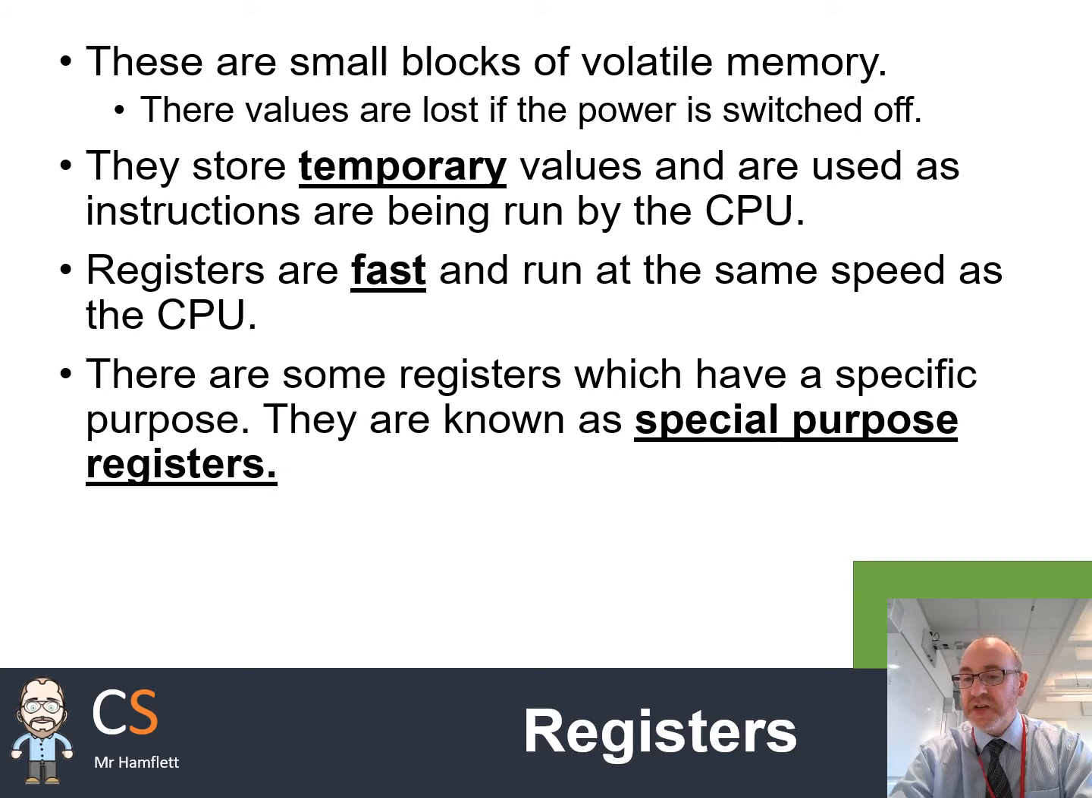Anything inside a register can be accessed at the same speed as the CPU can run, whilst anything in RAM, there will be a short delay while it's being fetched into the CPU. So registers are fast and run at the same speed as CPU, so they have a clock speed the exact same as the CPU. There are some registers which are special, known as special purpose registers, and they have specific purposes which could only be used for that specific purpose. And we're going to be looking at some of those special purpose registers now.